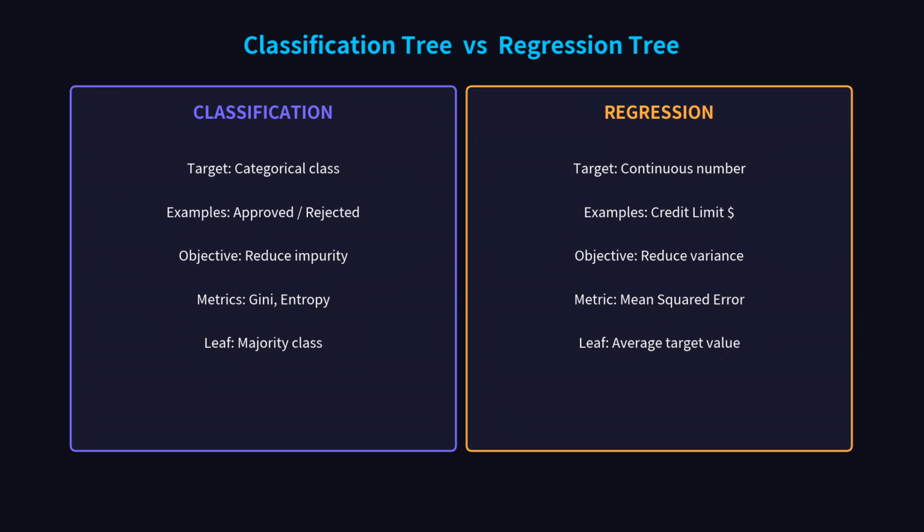At a regression leaf, the prediction is simply the average target value of the observations that fell into that leaf. A new applicant travels down the tree until reaching a leaf that might predict $40,000, $60,000, $75,000, or $90,000. Classification trees predict categorical labels by reducing impurity with Gini or entropy and output the majority class. Regression trees predict continuous values by reducing variance with mean squared error and output the average target.